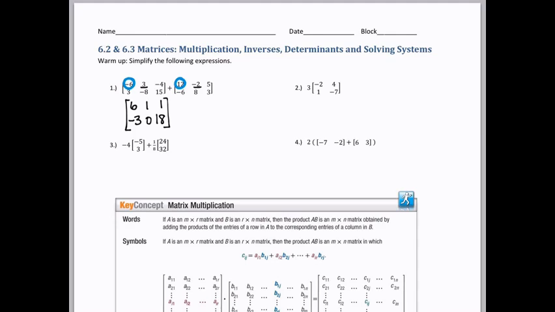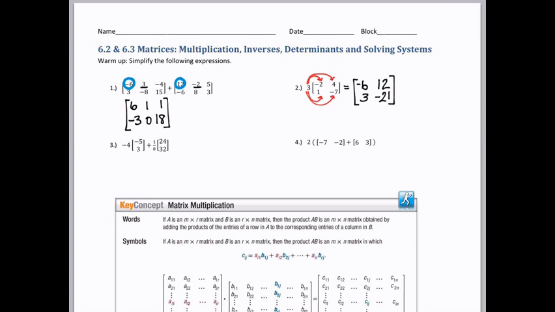Number 2 is a scalar multiplication problem. So you're just really distributing that 3 into everything in the matrix, just like if we were distributing it into parentheses. That guy should be your final matrix, and that's a -6 there, not a B.